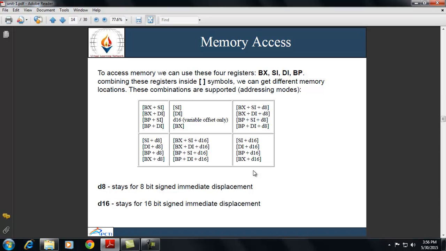Now, to access the memory, we can use these 4 registers, that is BX, SI, DI and BP, and by combining these registers inside the square bracket symbols, we can get different memory locations. You can see the different combinations of these registers. Here D8 stands for the 8-bit signed immediate displacement, and D16 stands for the 16-bit signed immediate displacement.